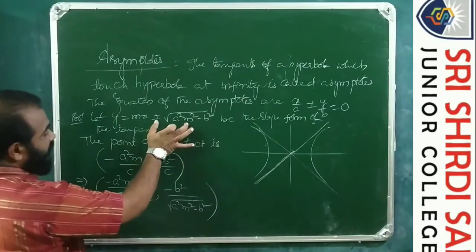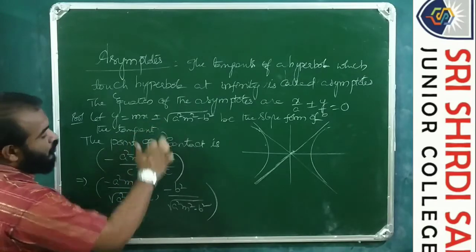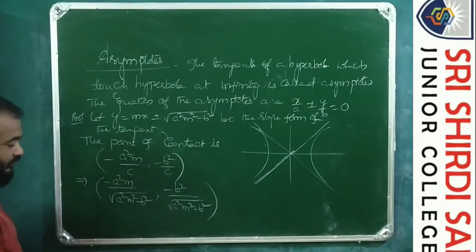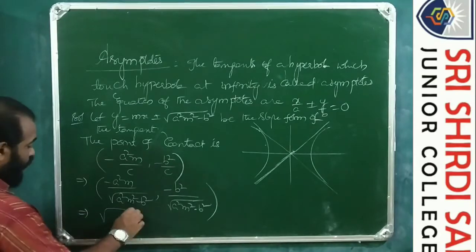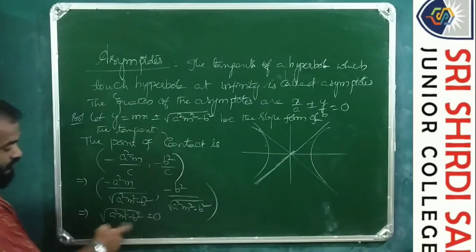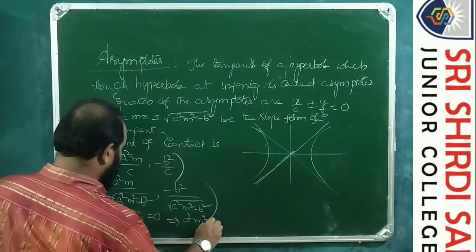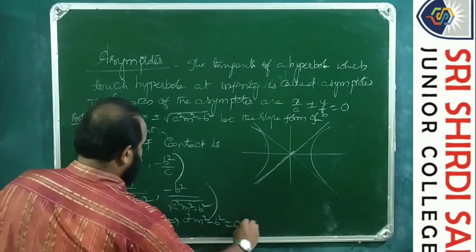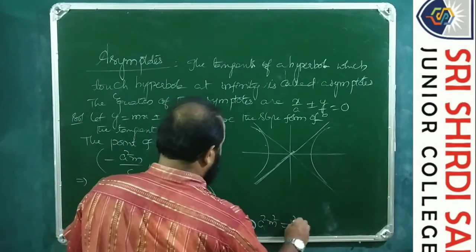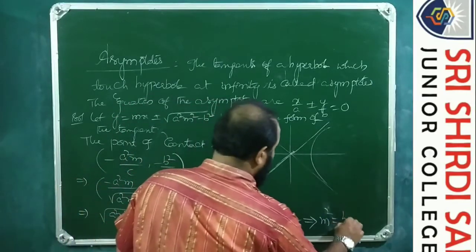Since this represents the asymptotes, the asymptotes touch the hyperbola at infinity. Hence a square m square minus b square equals 0. So from this, a square m square minus b square equals 0, a square m square equals b square. Therefore m square equals b square by a square.